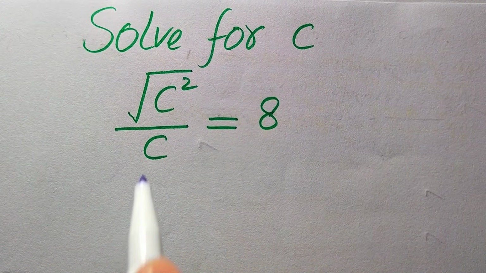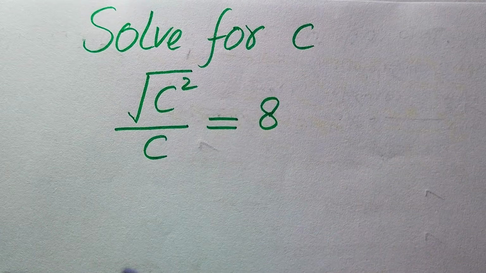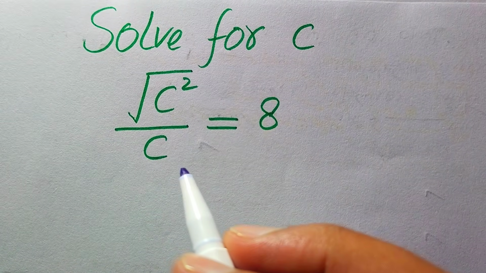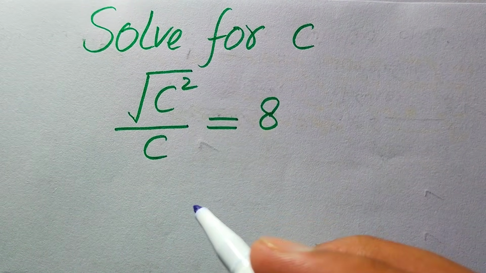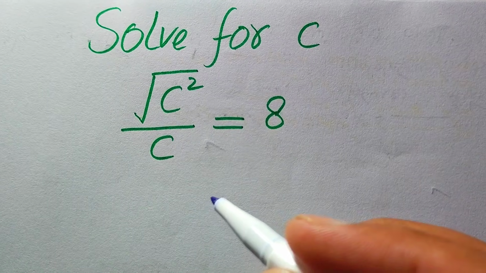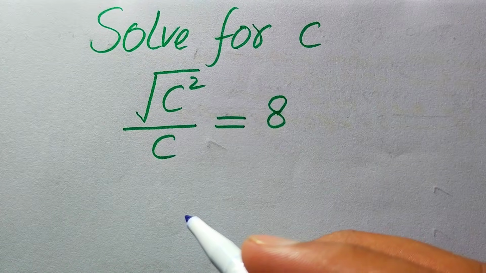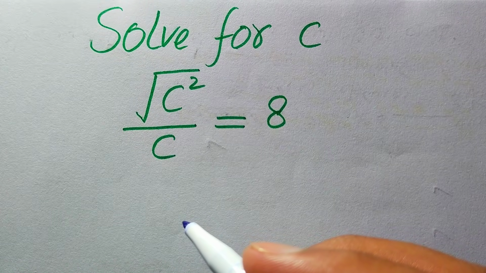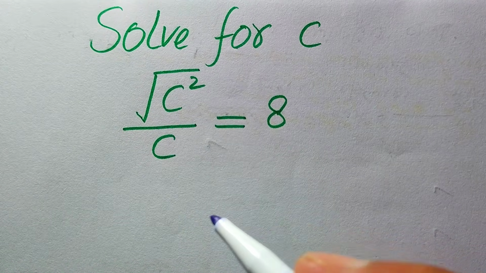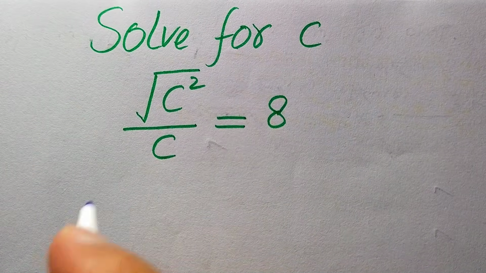So here we have the square root of c squared divided by c is equal to 8, and we solve this problem for all the values of c. First we find all the roots of this equation, and at the last we will verify which of the roots are solutions and which of the roots are extraneous roots. Further, we solve this problem by two methods.